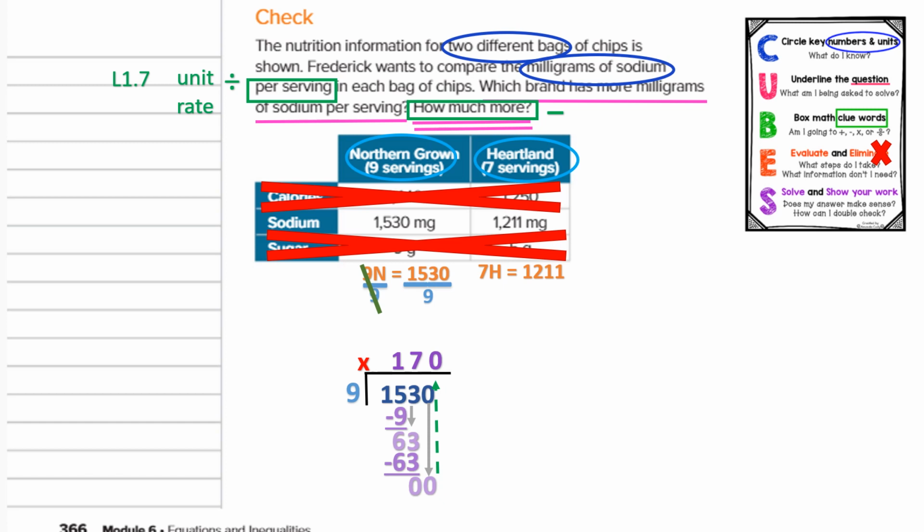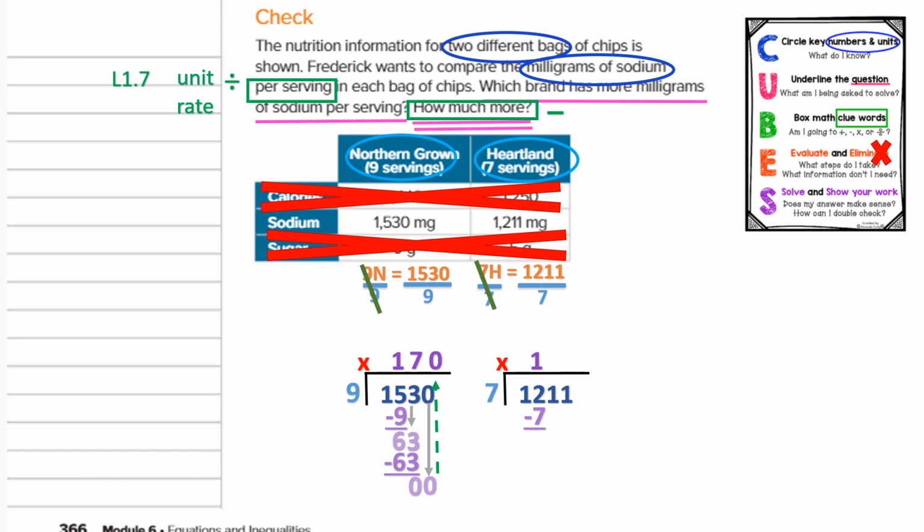Okay, what about Heartland? So I have 7H equals 1,211. I have my 7H, coefficient and variable. It's multiplication. My opposite function is division, so I'm going to divide by 7. When I divide by 7, that just cancels it out and gets my variable alone. So I now do my opposite on the other side. I'm going to divide by 7. Top number goes inside my division box, dividing by 7. So 1,211 divided by 7.